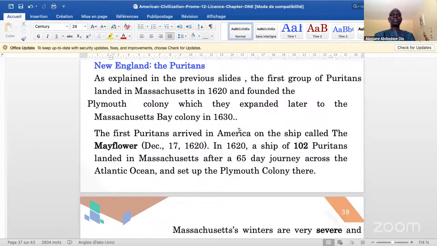And then I will finish maybe with New England. When people talk about New England also, you have to understand that in New England, life was characterized by the presence of Puritans. I insist on Puritans so that you class understand what is the role of Puritans. Life in New England was marked by the presence of Puritans.